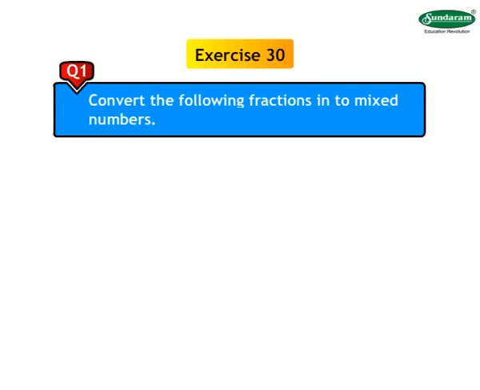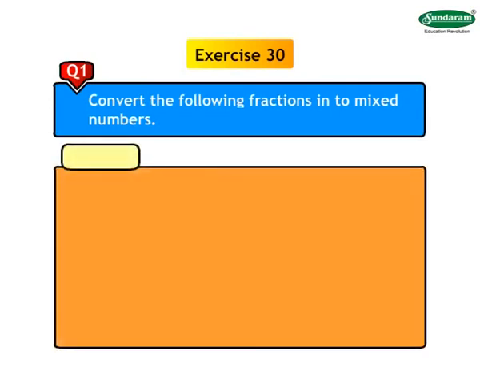25 upon 3. Answer: in the improper fraction 25 upon 3, 25 is the numerator, 3 is the denominator. To convert it into a mixed number, first divide the numerator by the denominator. That is, divide 25 by 3. Arrange the numbers. 25 is the dividend, 3 is the divisor.